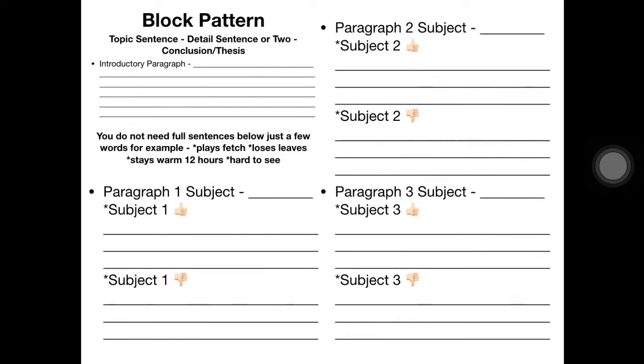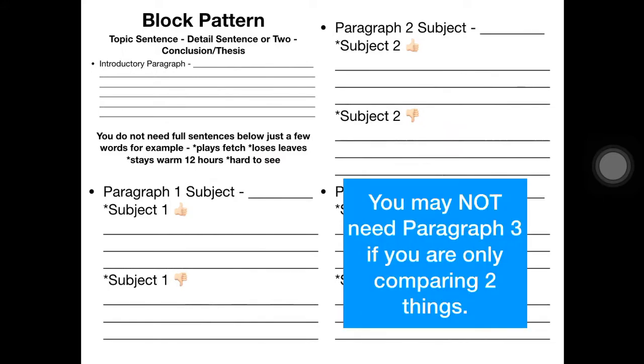So here you're going to have a subject and the pros and cons, or the pluses and the minuses of each subject. Then your second subject and the pluses and minuses, and the third subject and the benefits and negatives to that subject as well. As with the last page, if you're only comparing two subjects, you only have two paragraphs. Just make sure they're good paragraphs. Okay?